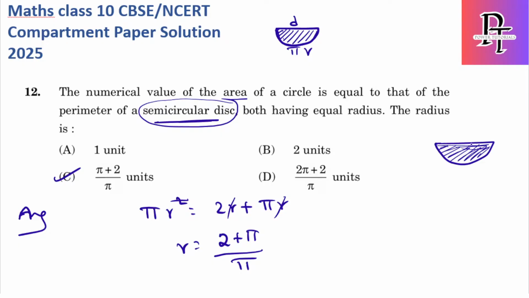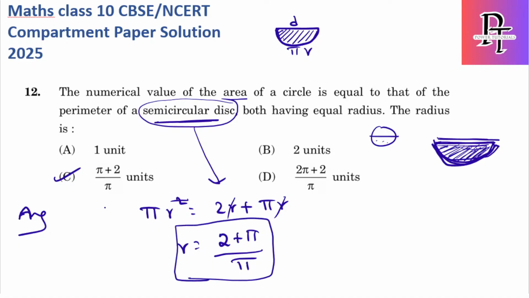When it is a semicircular disc, a semicircle by itself would not have anything inside, but here it is a disc, so the entire part also will have some data. Hence the perimeter is nothing but the outside boundary. This boundary contains first the diameter, and then this part is nothing but half of the circle. So the perimeter of the circle I have to take as half, which is 2 pi r by 2. So this part is pi r, this part is the diameter, which is 2r. Hence the perimeter of the semicircular disc becomes 2r plus pi r. I just cancelled out r on both sides and I got the radius as pi plus 2 by pi, which is C.